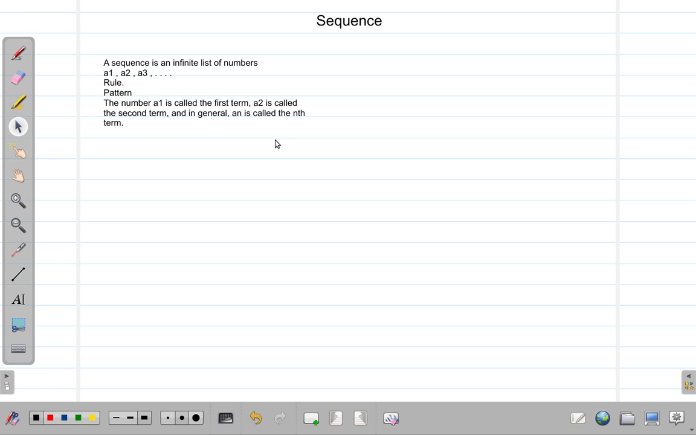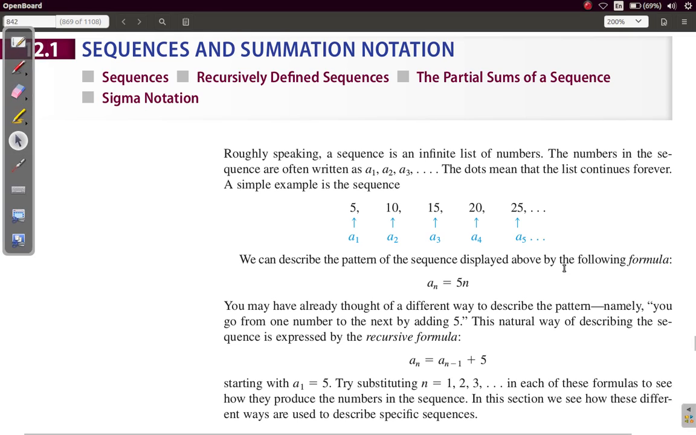Now, when we talk about sequence, we're really looking at number sequence of numbers. And a sequence is an infinite list of numbers. Now, let's go to our book, our textbook that we'll be using for this. So, the sequence is an infinite list of numbers. The numbers in the sequence are often written A1, A2, A3, and so on.